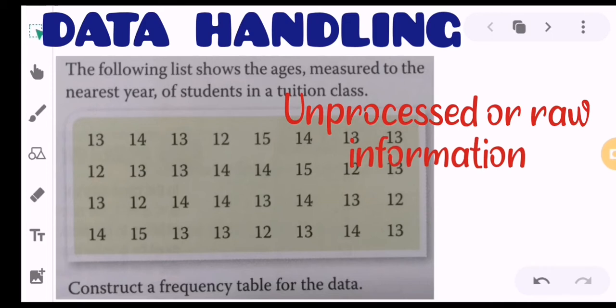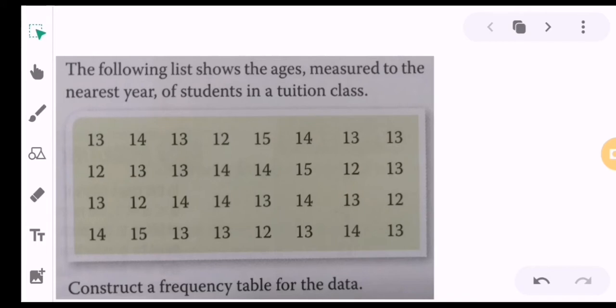So as we can see on the screen, we have a question here. It says, the following list shows the ages measured to the nearest year of students in a tuition class. So assuming these are ages of your peers in your class collected by the teacher. Now we are yet to construct a frequency table. We are yet to draw graphs, that is bar graphs, pie charts, histogram, and all those graphs with the data. It's just the information that we have collected. So that is called what? Data. So data is raw or unprocessed information. We've just collected the information, we've just gathered the information, and we are yet to process that.